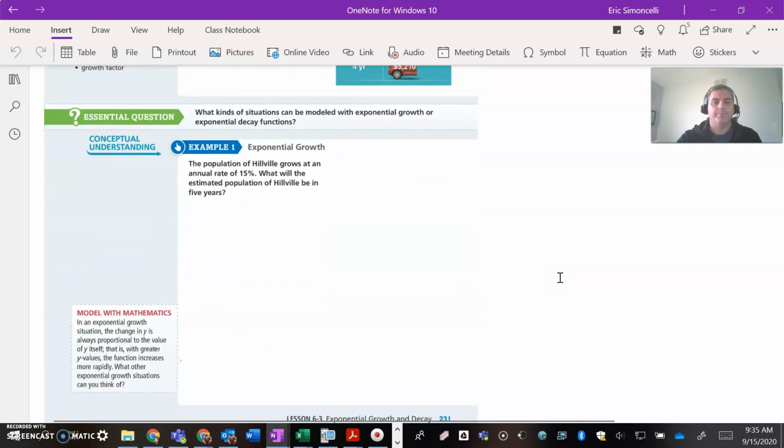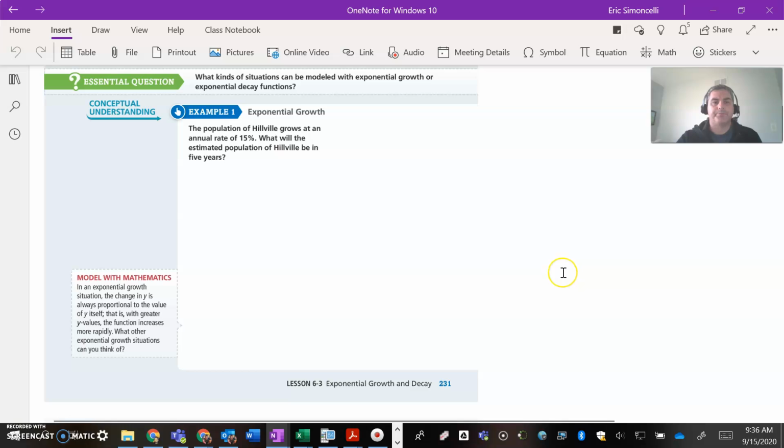So example 1, exponential growth. The population of Hillville grows at an annual rate of 15%. What will the estimated population of Hillville be in 5 years? Okay, so let's go ahead and take a look.